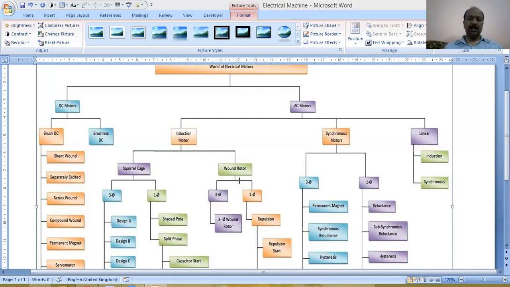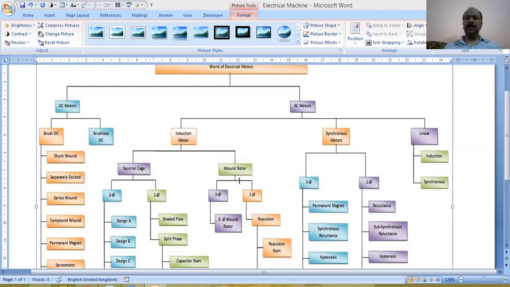DC motors include the brush DC motor and the brushless DC motor. AC motors include the induction motor, synchronous motor and the linear motor. A brush motor means a DC motor which has different types of brushes. Brushless DC motor is another variety, where there are no brushes to convert the signal from one side to the other. Then there are the DC motor and the AC motor. AC motors are of two or three types: induction motor, synchronous motor, and linear motor.